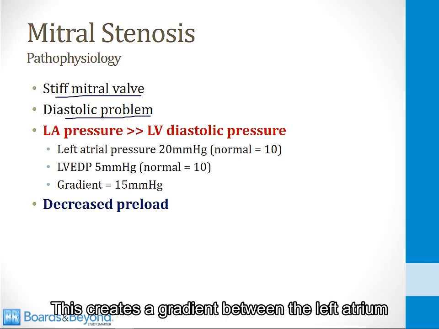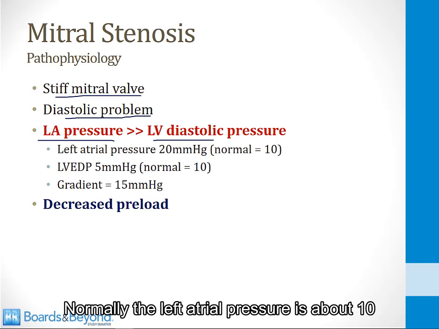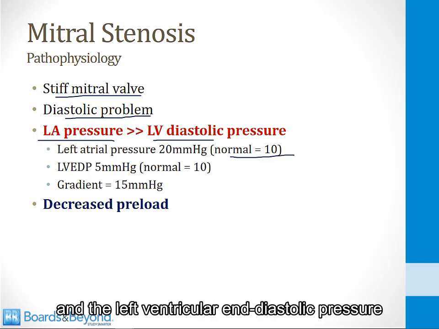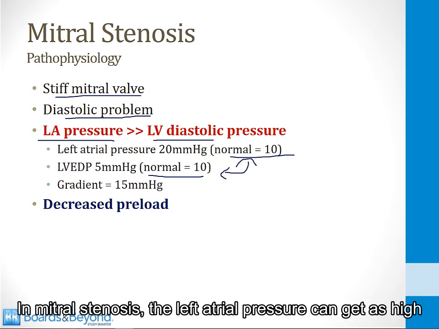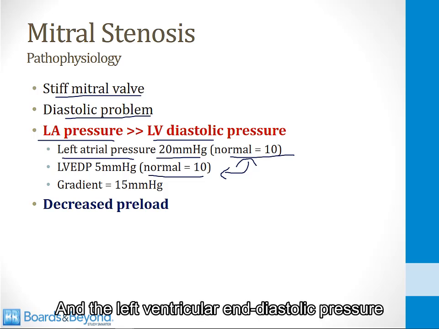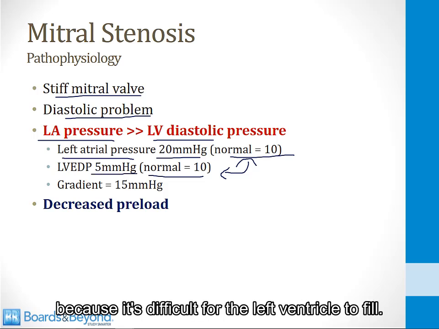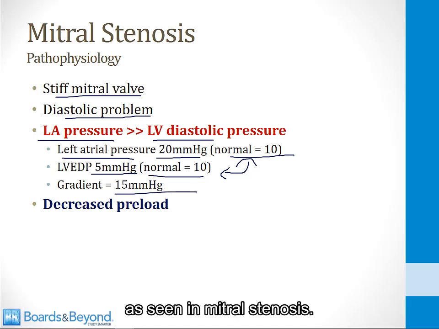This creates a gradient between the left atrium and the left ventricle in diastole. Normally, the left atrial pressure is about 10, and the left ventricular end diastolic pressure is also about 10, such that there is no significant gradient between the two chambers. In mitral stenosis, the left atrial pressure can get as high as 20 or even higher, and the left ventricular end diastolic pressure actually is usually low because it's difficult for the left ventricle to fill. So this can create a gradient of 10 or 15 or 20 millimeters as seen in mitral stenosis.